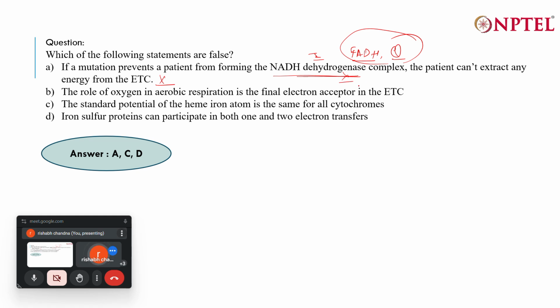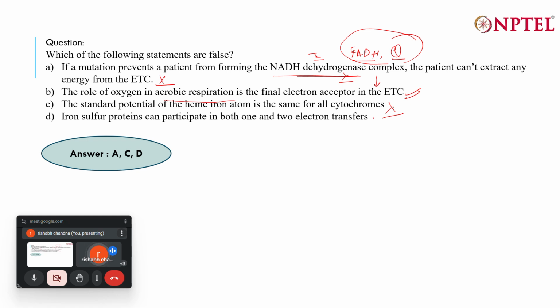Although the energy formation will get reduced because the NADH dehydrogenase is not working, it will not be the case where it will not be able to extract any energy. Okay, so this is false. The role of oxygen in aerobic respiration is the final electron acceptor in the ETC. Yes, this is correct. Then the standard reduction potential of heme iron atom is the same for all cytochromes. No, this is false. It is different for all the cases.